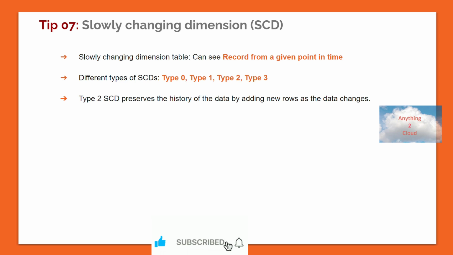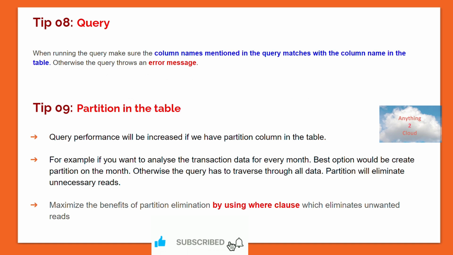So in short, if you want to see the point in time data, then you can use SCD tables, and SCD type 2 table preserves the history because when there is a change, it will add a new entry instead of modifying the existing row. So that's all in short about SCDs. Moving on to the next step.